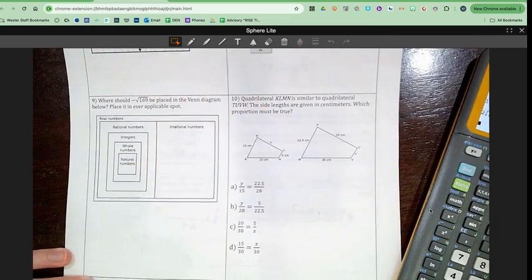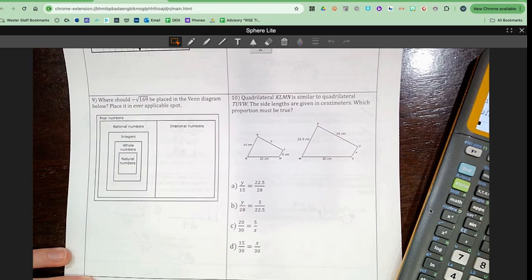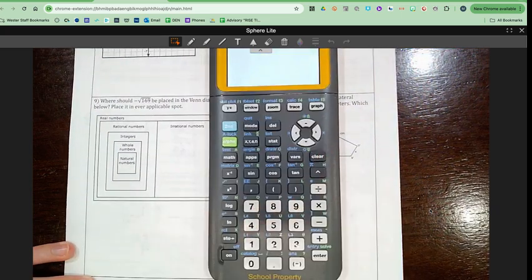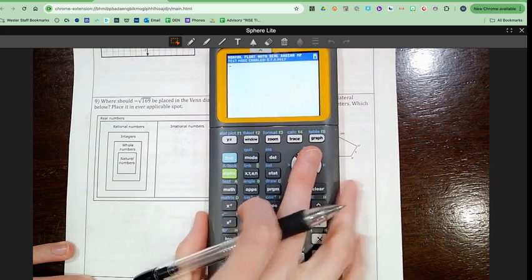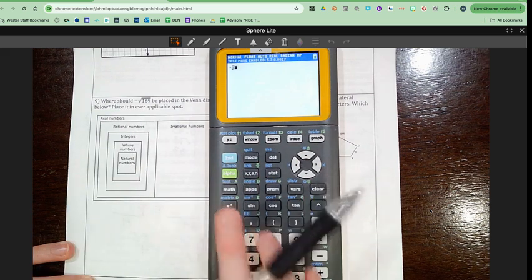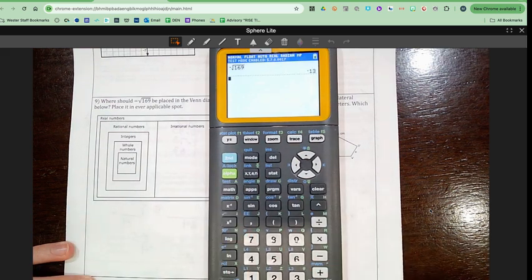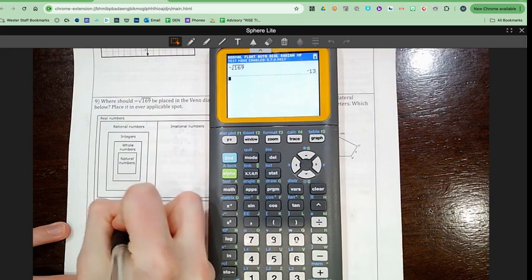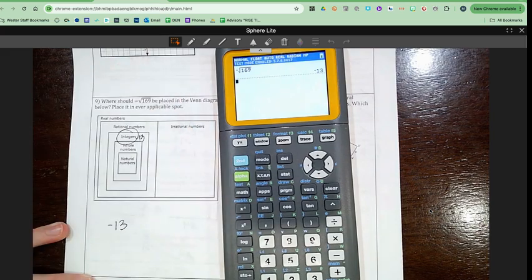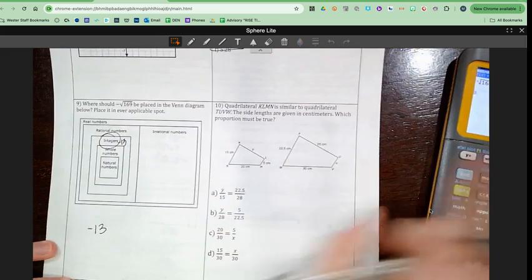Number 9, where should the square root of -169 be placed on the Venn diagram? So I am going to simplify that by putting it in the calculator first. So we're going to do negative. Type it exactly as it's written. Negative is outside. Then we're going to do second x squared, 169. This is -13. Well, -13 is an integer, so it should be in the integers.